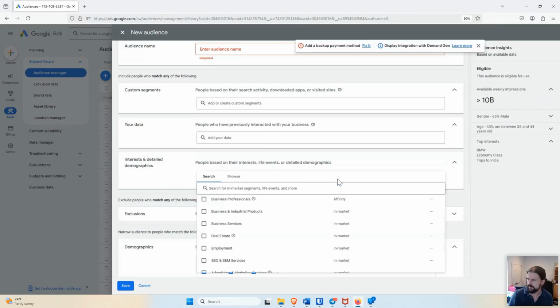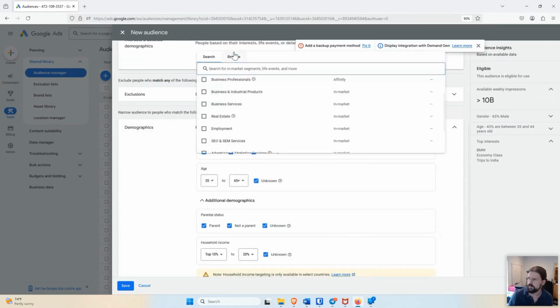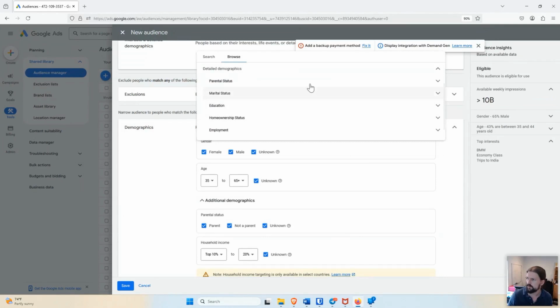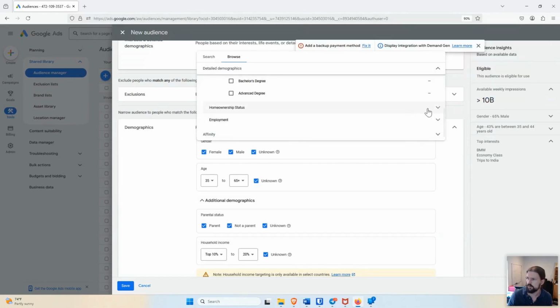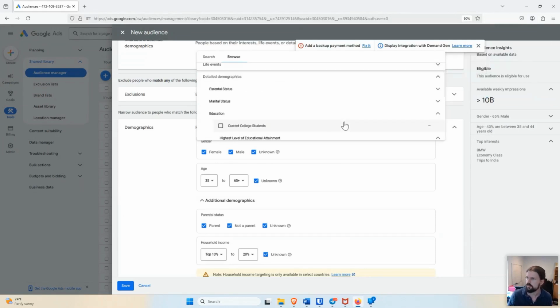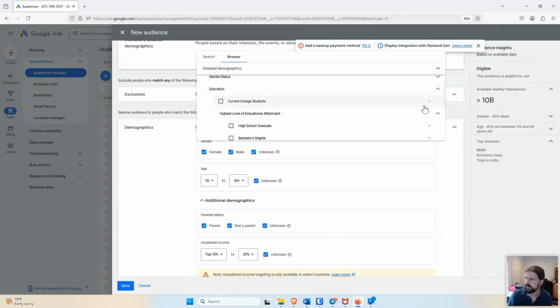Okay, so that's the basic demographics. And then I was going to show you the detailed demographics as well. So we got parental status, marital status. Are they married or not? Educational status, like are they college students now? Are they a high school graduate, bachelor's degree, advanced degree? Do they own a home? Are they employed in a company of a certain size or of an industry? So that's the detailed demographics.